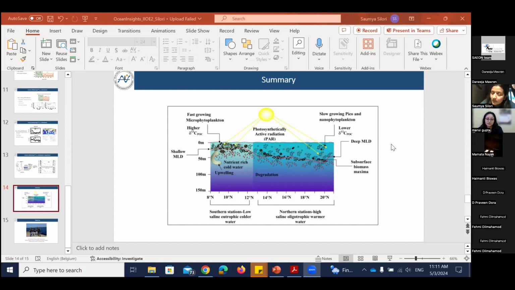Suppose the deeper water is coming, or intermediate or bottom, or some different kind of water masses, or the waters are getting upwelled, because they all have different physicochemical properties.